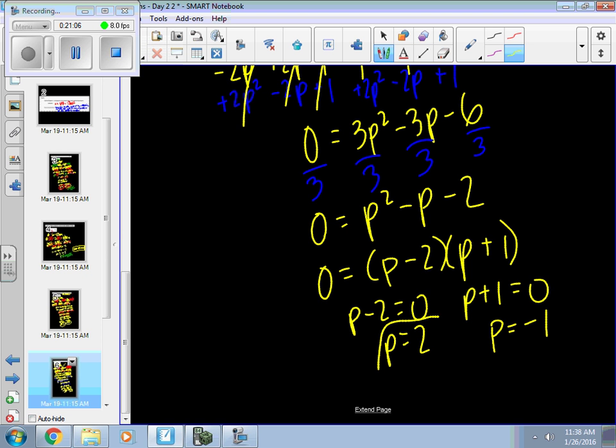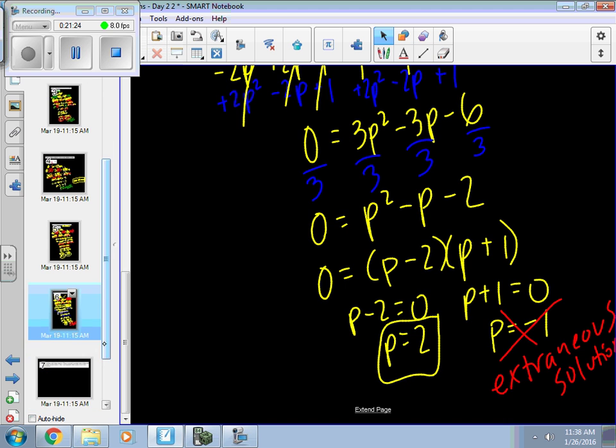2 will check out if you go put it back in, but this other one of negative 1, that's an extraneous solution. So this one just has the one solution of 2. Negative 1 does not work. You'll get division by 0 if you plug that back in.